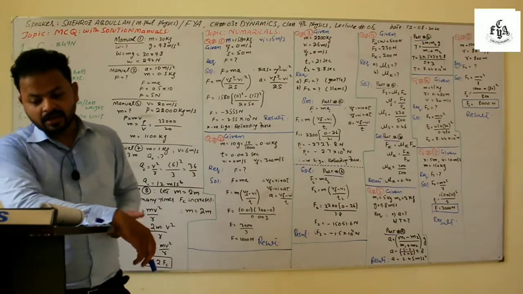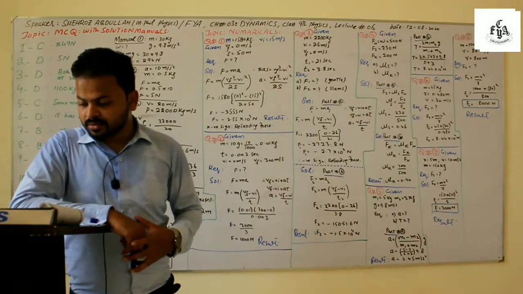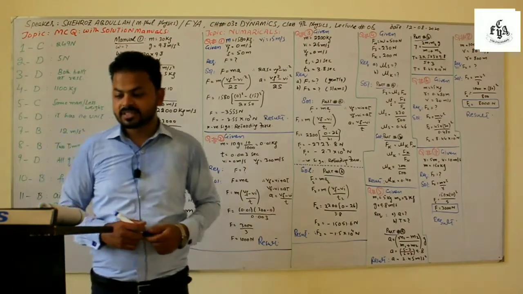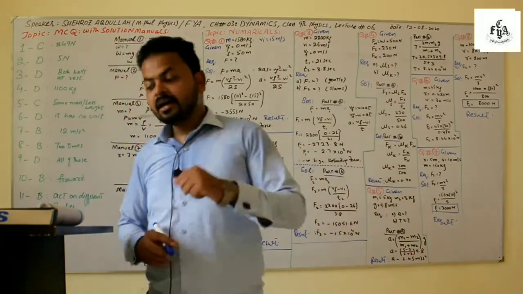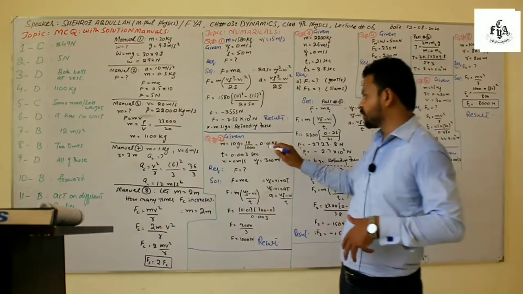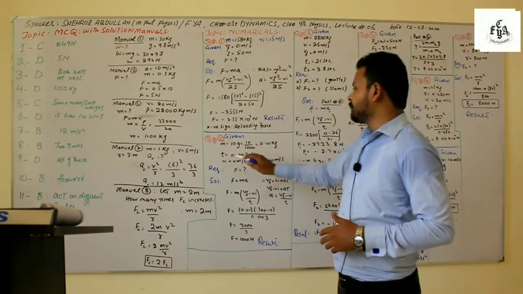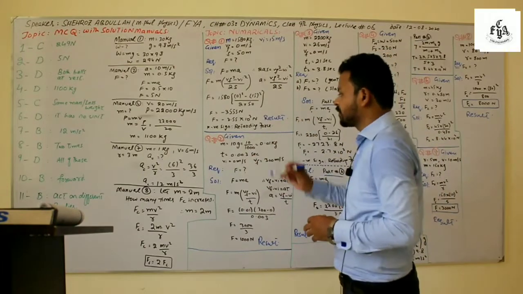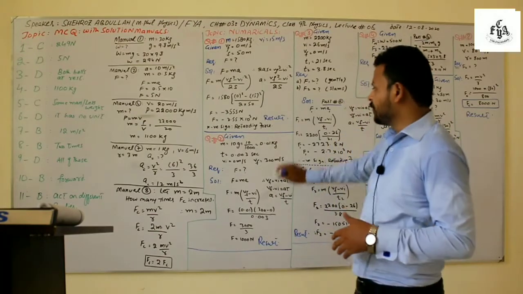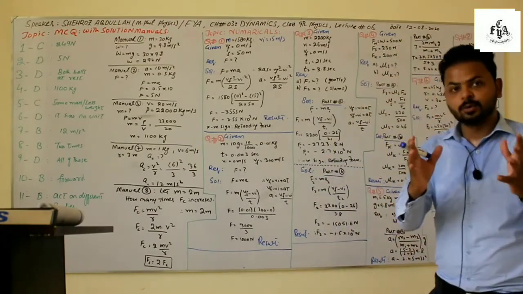is fired with a rifle. The bullet takes 0.003 seconds to move through the barrel and leaves with a velocity of 300 meters per second. What is the force exerted on the bullet by the rifle? Mass is 10 grams divided by 1000, you are going to get 0.01 kilograms. Time is 0.003 seconds. Initial velocity was 0 meters per second, because the bullet was at rest. Final velocity is 300 meters per second. We are supposed to find force.